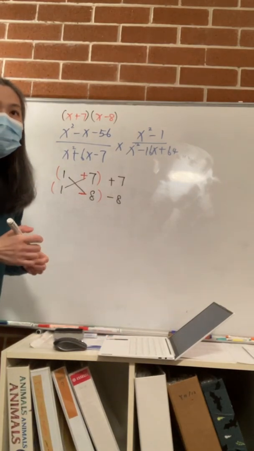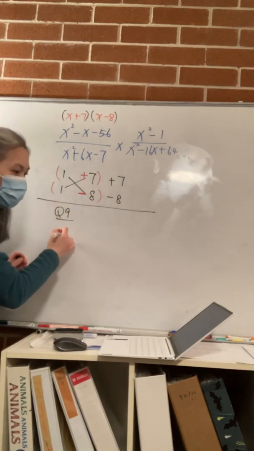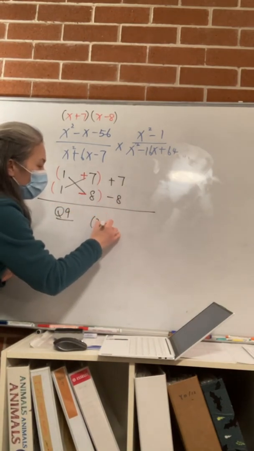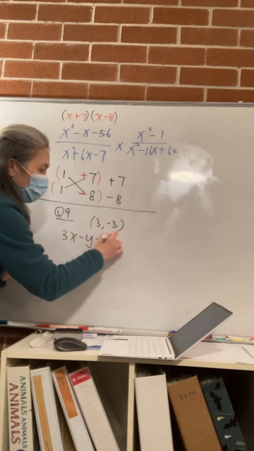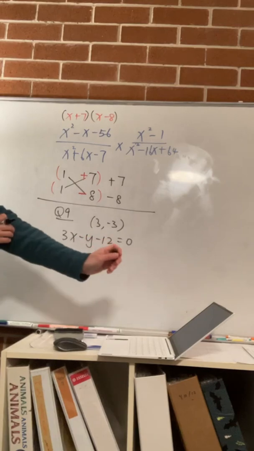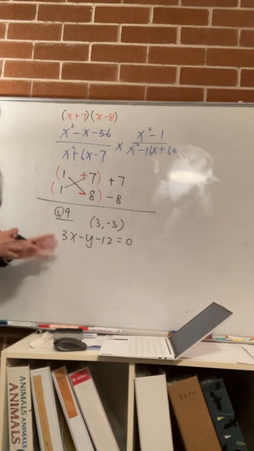Kavya, I want to talk to you on question 9. I'm going to leave it on the board. Okay, so question 9, we were doing that while you're away. So you have a point, 3, minus 3. You want to prove it is on 3x minus y minus 12 equal to 0. So to do the proving, you know you have to sub it in. You always have to sub it in.